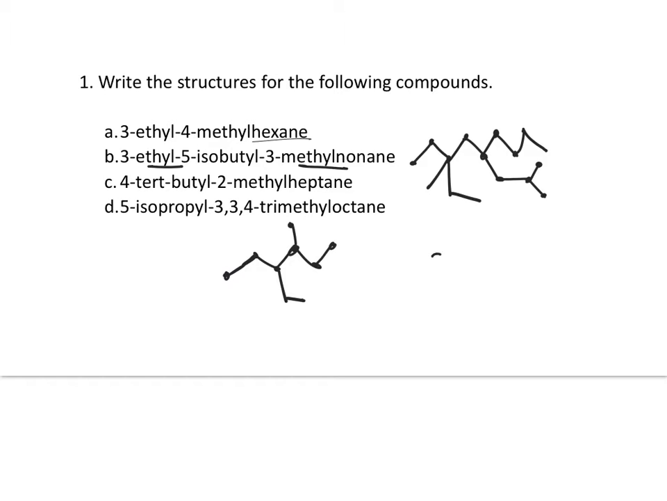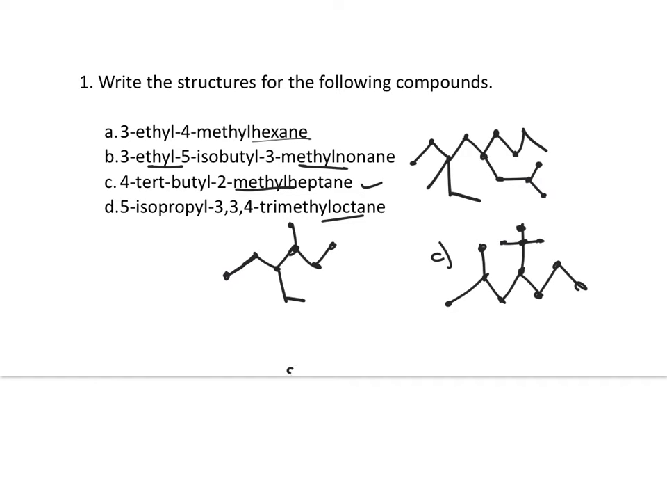Okay, the next one, C, heptane, 1, 2, 3, 4, 5, 6, 7. On the 2 carbon, we have a methyl. And then on the 4, we have a tert-butyl. Remember, tert-butyl is 4 carbons, and it makes like a cross.